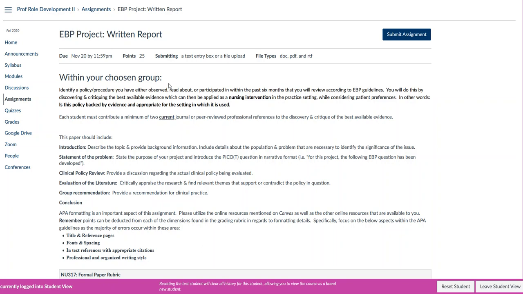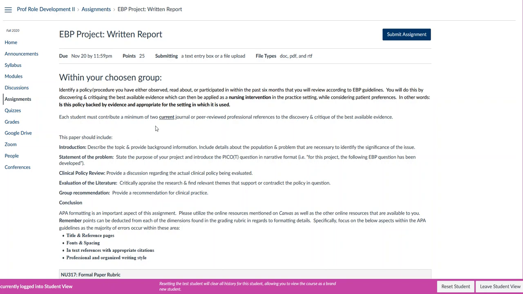Remember, evidence-based practice takes evidence, clinical practice, and patient preference. So you're going to need to consider all of those. And then you're going to determine whether the policy is backed by evidence and is it appropriate for the setting in which it is used. So ideally, you're going to evaluate what is being done according to the literature and say, this institution's policy is right on track, or there's some changes that might need to be made, and then we'll maybe develop ways to implement those as you move forward in the program.